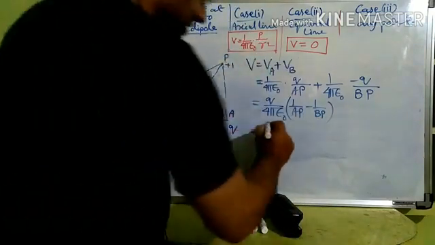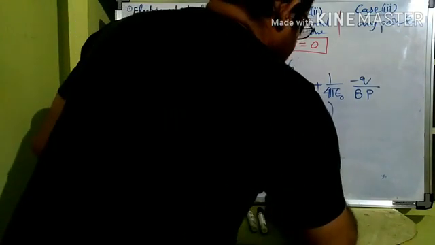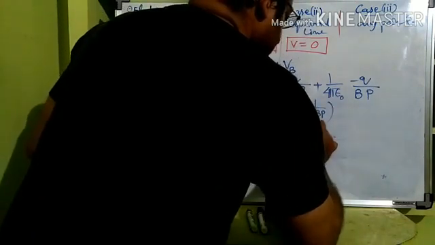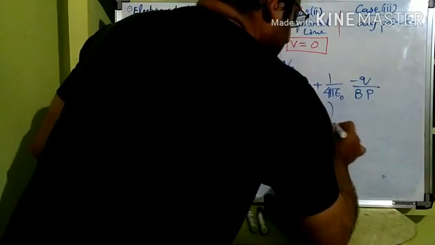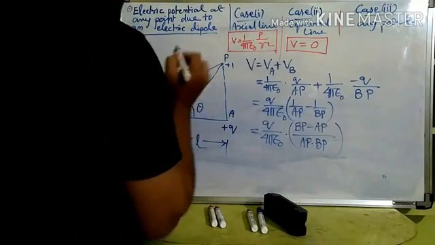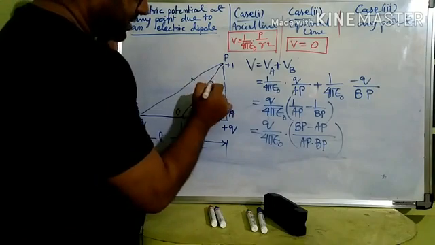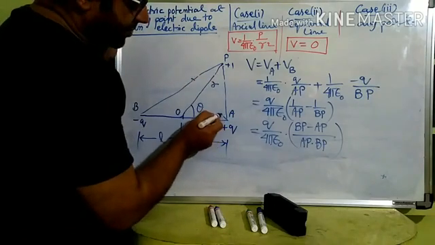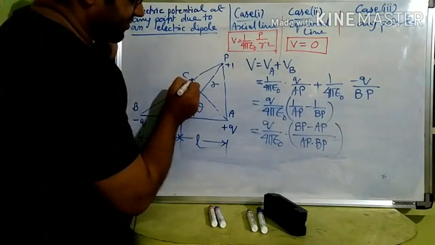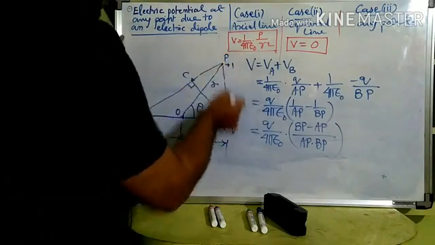Now comes a little difference. Q by 4 pi epsilon naught. Now take AP common, and on the top it is BP minus AP. Till here also it is the same. But now see, we will take some assumptions here. From A, if you drop a perpendicular to BP, let us say wherever it joins is C, then can we assume AP is equal to PC?